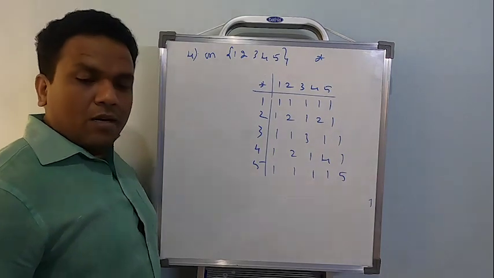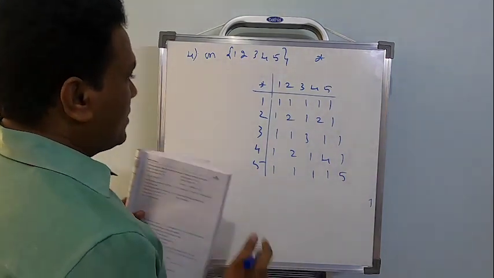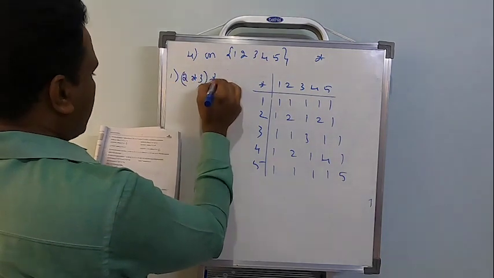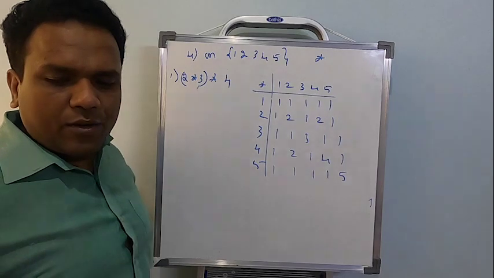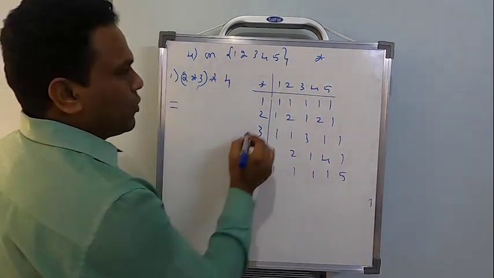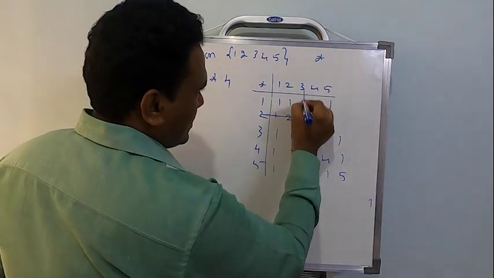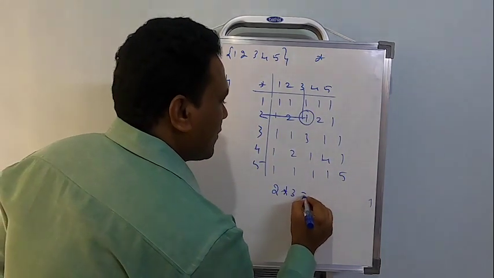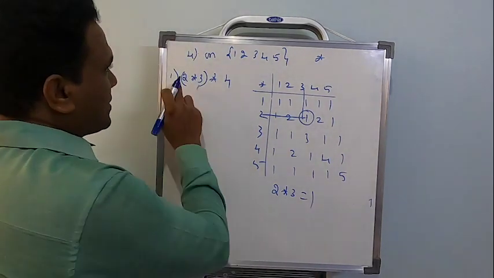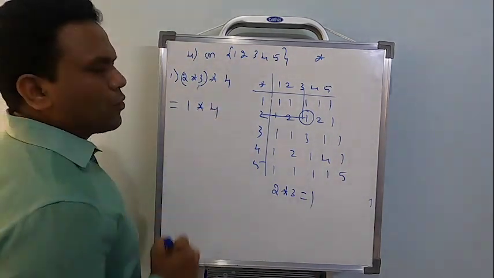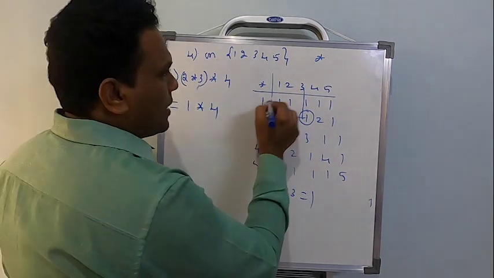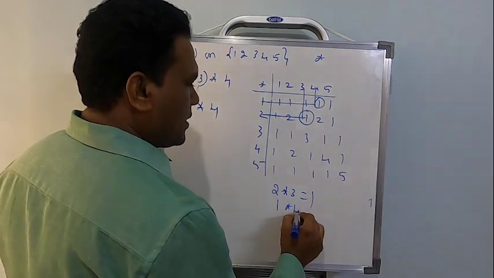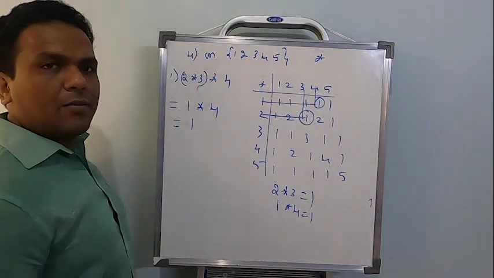Using the table, compute some values. First, you need to compute 2 star 3 star 4. Now 2 star 3, look here. What is the element present here? 1. So 2 star 3 is equal to 1. Let me replace it: 1 star 4. Again go back to the table. What is 1 star 4? It's 1. So the resultant element is 1.